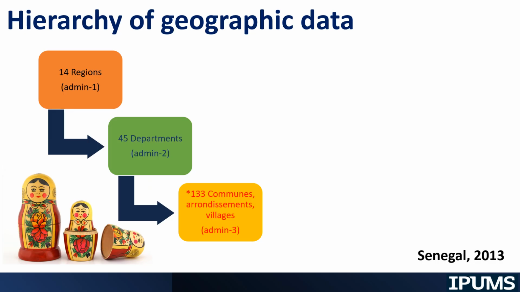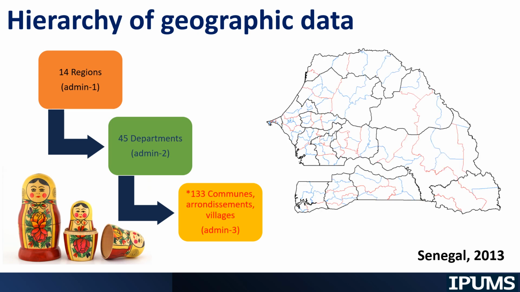So before we go into that, I wanted to tell you about the hierarchy of geographic data. If you think about the Russian dolls, where you have a bigger doll and inside you have a doll which is slightly smaller, and then another one which is smaller, and you go on and on. You can think administrative boundaries are kind of like that. You have regions, then within the regions are departments, and within the departments are communes. We are talking about Senegal. That will be most of the examples in this presentation today. And that will also be the country that we are going to show as a demo.